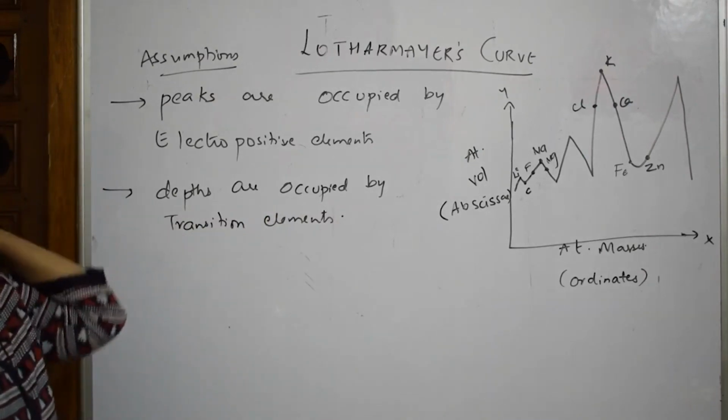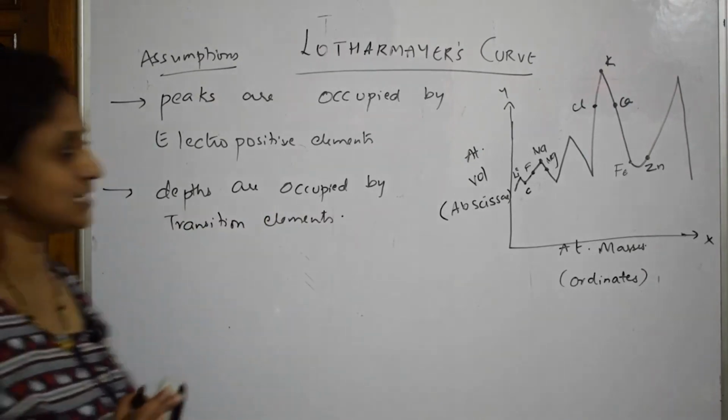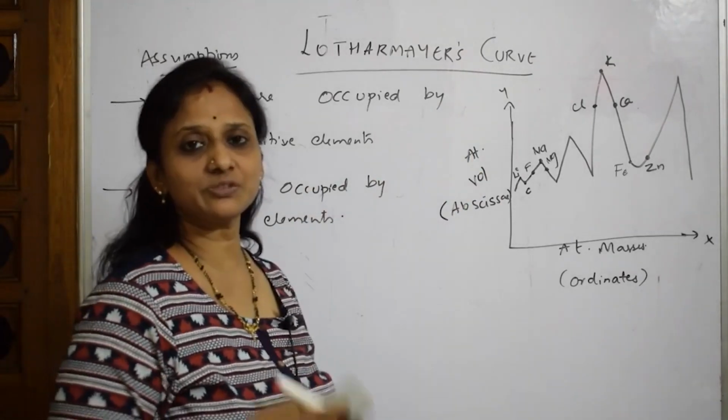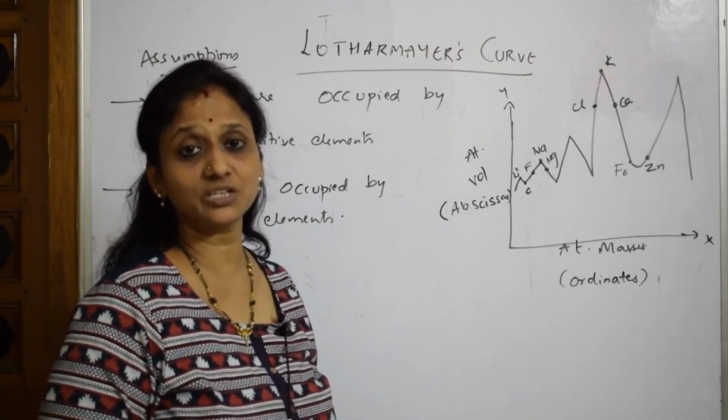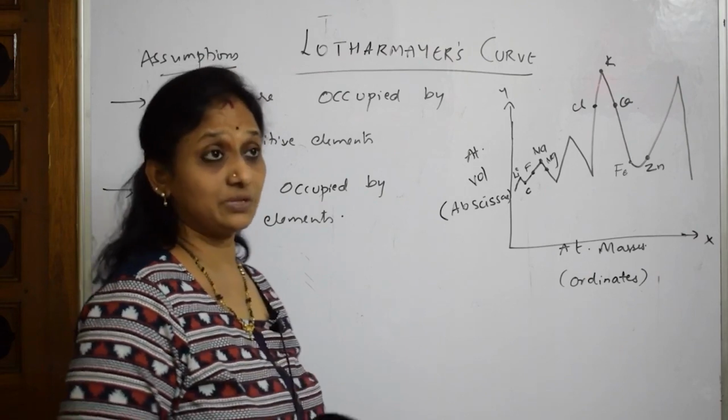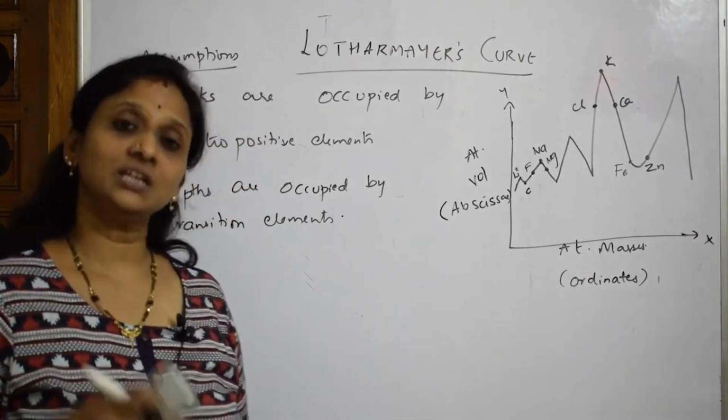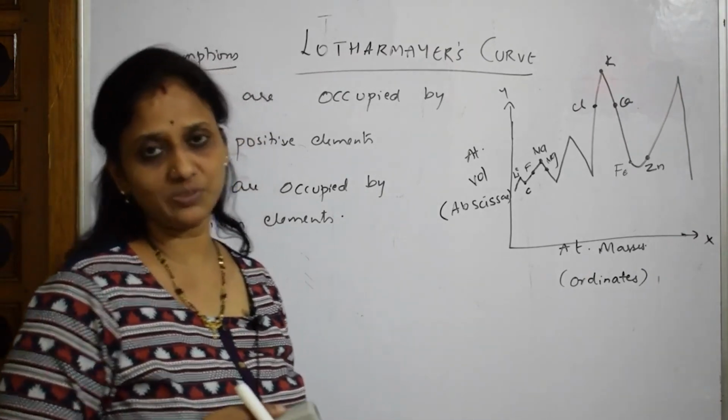The next important thing is that he could only represent the elements in the form of graphs, but not much information was given to us. But when Mendeleev came, a thorough explanation, with certain limitations also, was given, which we will be seeing now.